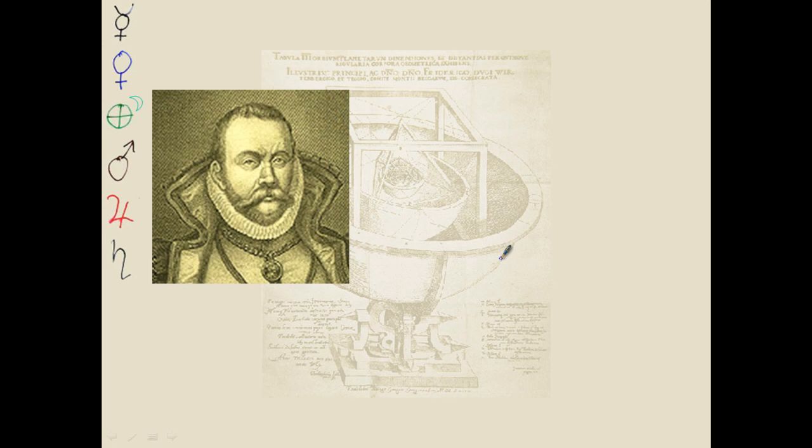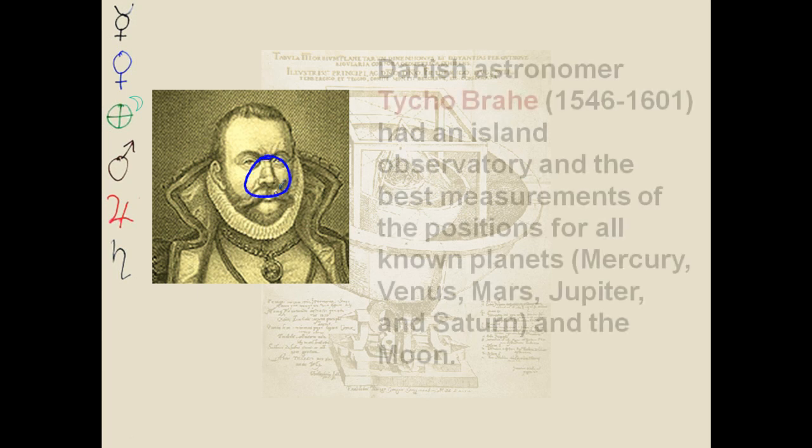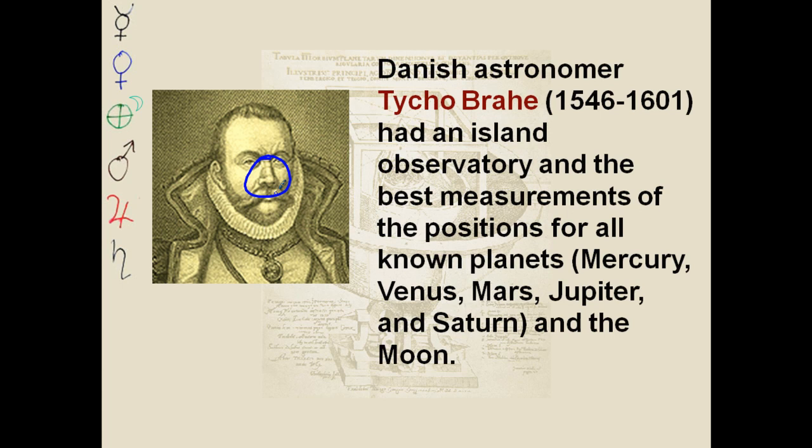So there's this guy, Tycho Brahe, that I've mentioned before. You can see he has a giant nose. That's because he drinks a lot. But besides drinking, he was also an astronomer. And he had this observatory on this island where him and his cohorts would measure the positions of every known thing in the solar system and all the stars and stuff. So he did a lot of measurements for Mercury, Venus, Mars, Jupiter, and Saturn, and our moon.